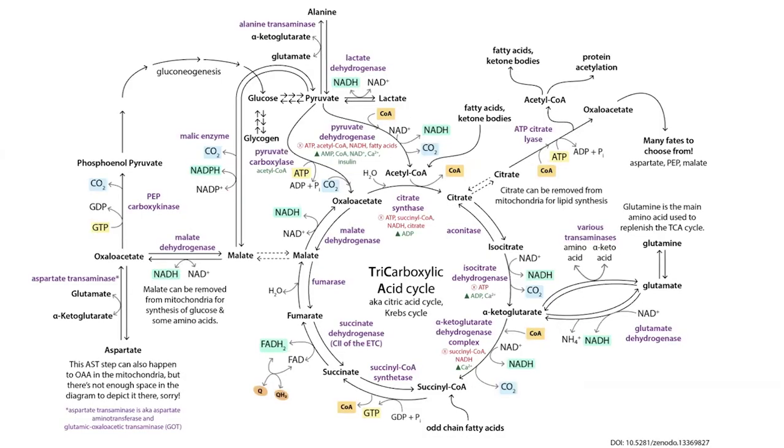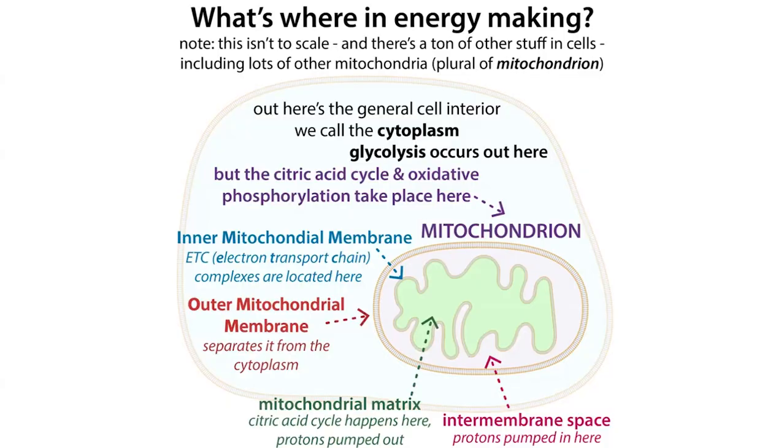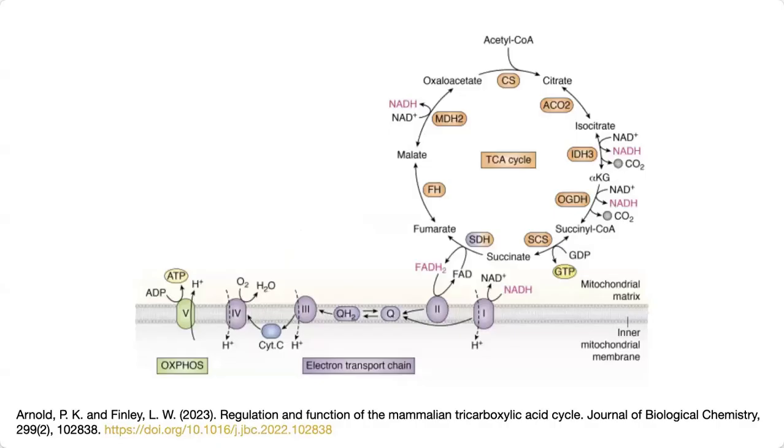As you might imagine, however, this is going to require a lot of regulation. And so we're going to talk about how the cycle is regulated, as well as things like those anaplerotic reactions. It's also important to note that the citric acid cycle as a cycle is happening in your mitochondria, more specifically in your mitochondrial matrix, with succinate dehydrogenase embedded in that inner mitochondrial membrane, because remember that succinate dehydrogenase is that complex 2 of your electron transport chain.